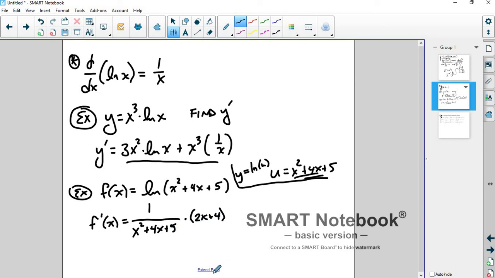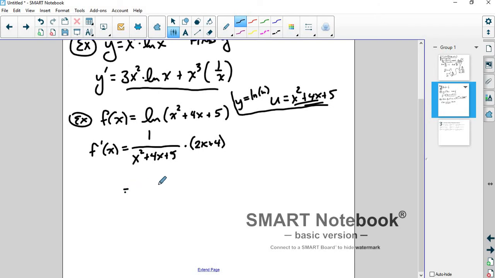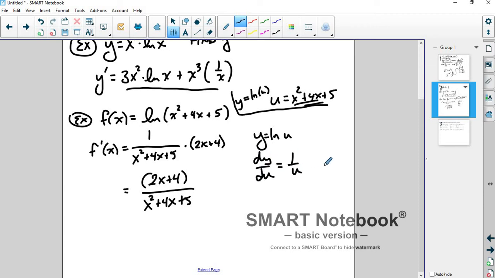You may leave it like this, and certainly you can combine these two and put 2x plus 4 on the top and x squared plus 4x plus 5 on the bottom. But again, the idea is that if y equals natural log of u, then dy du is 1 over u. And so to get dy dx, we have to take dy du times du dx, and it's multiplying by the derivative of the stuff inside. Okay, so chain rule, just like normal chain rule.